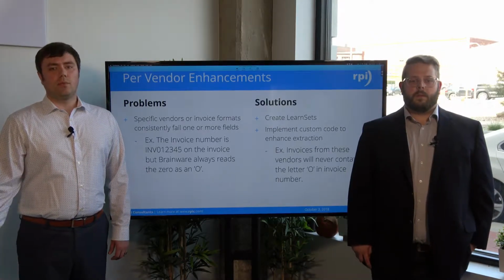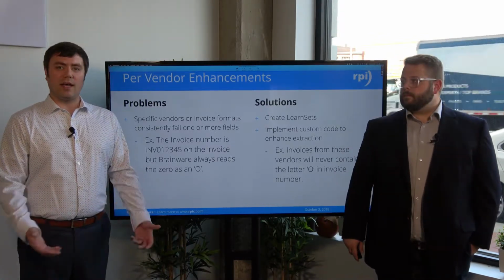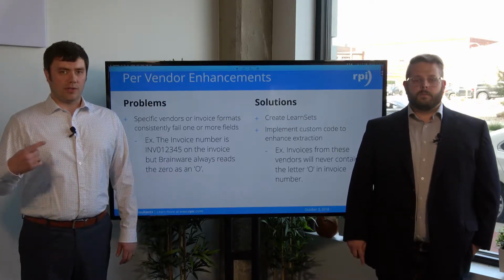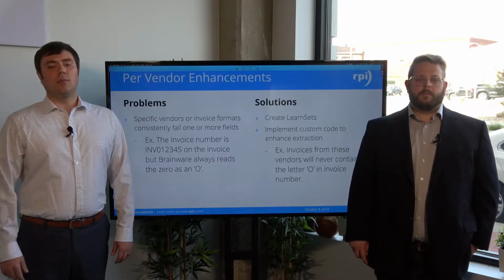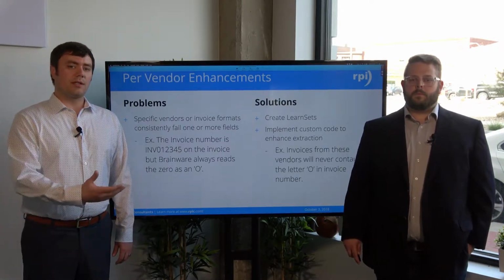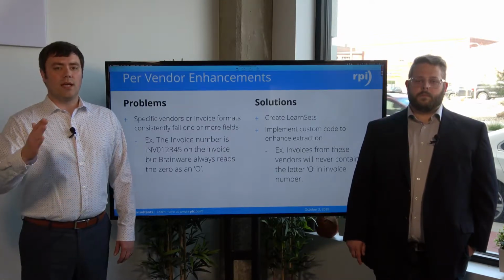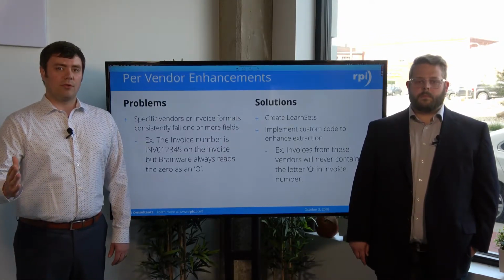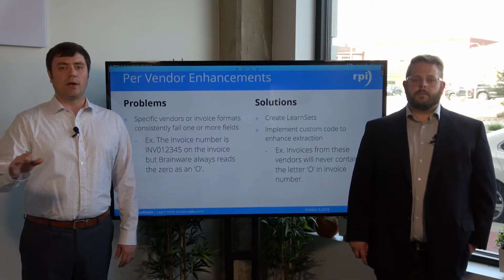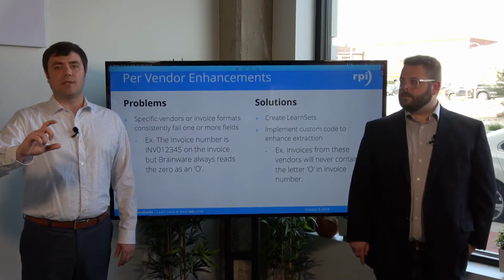Some things we can help with here: obviously if you have problem invoices for a vendor, you've got a collection of those. You can create learn sets, read those in, and try to increase your OCR extraction rates. But we can also implement custom code. So if we have a vendor where, to use John's example, the invoice number starts with INV and will always have a number after that, we can input custom code that knows to never accept a letter and to only accept a number, or to always set it, if it sees an O, to a 0.